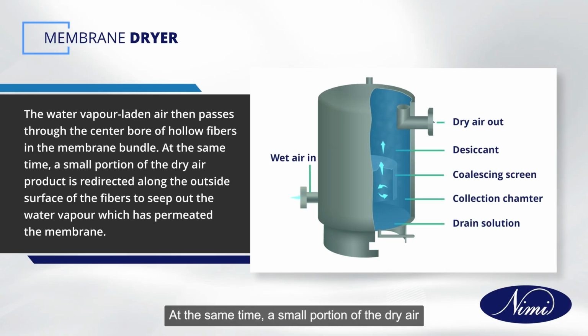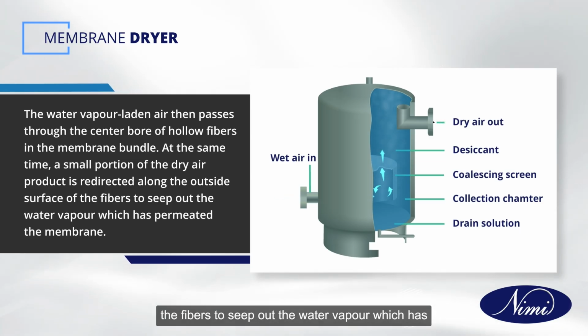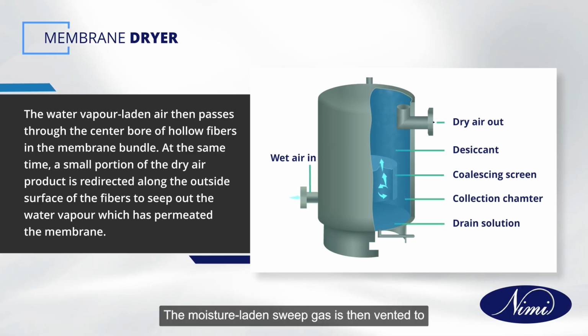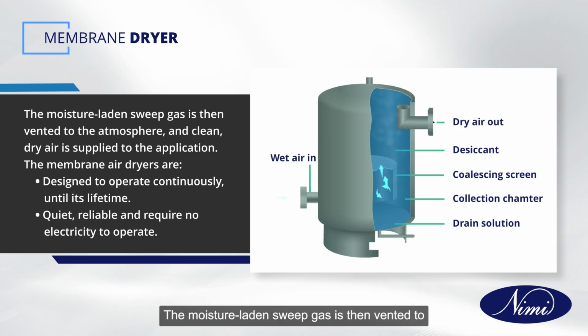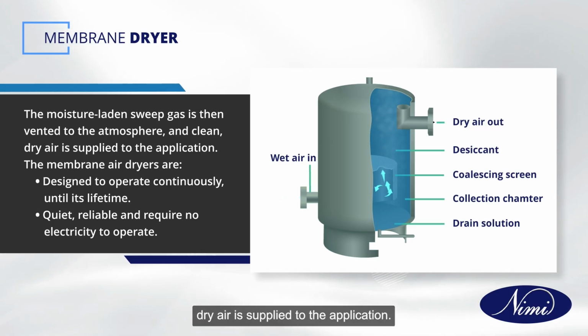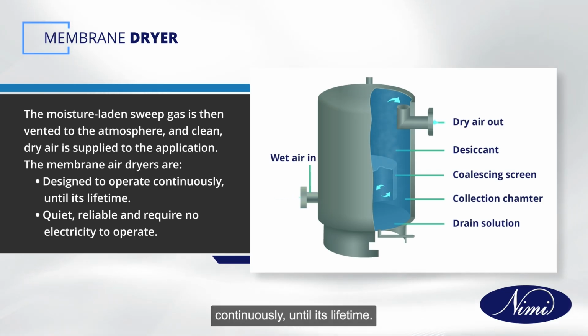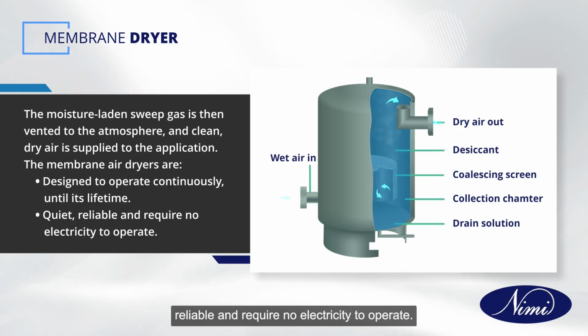At the same time, a small portion of the dry air product is redirected along the outside surface of the fibers to sweep out the water vapor which has permeated the membrane. The moisture-laden sweep gas is then vented to the atmosphere and clean, dry air is supplied to the application. Membrane air dryers are designed to operate continuously throughout their lifetime. They are quite reliable and require no electricity to operate.